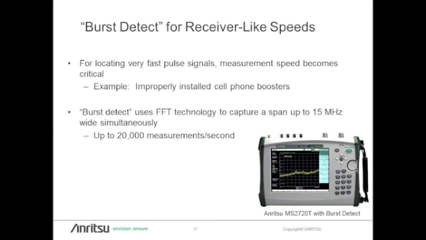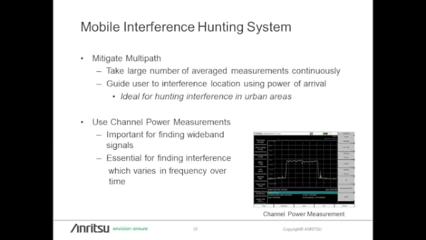So what this receive mode or burst detect does is use FFT, fast Fourier transform technology to capture a span as wide as 15 megahertz simultaneously, up to 20,000 measurements per second. So this gives you the ability, in some of our analyzer models, to capture that very, very quick burst, which some of the operators and people involved with wireless find important. So that's another consideration to look at when you're looking at spectrum analyzers.